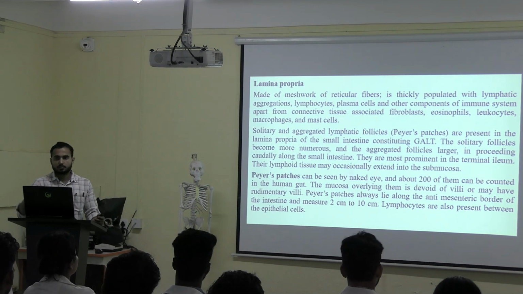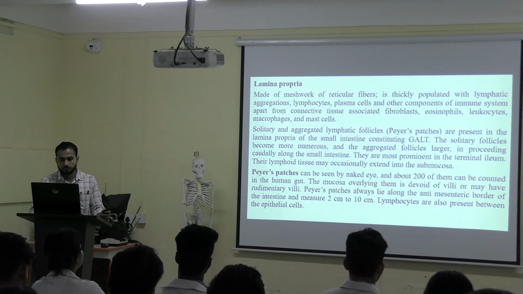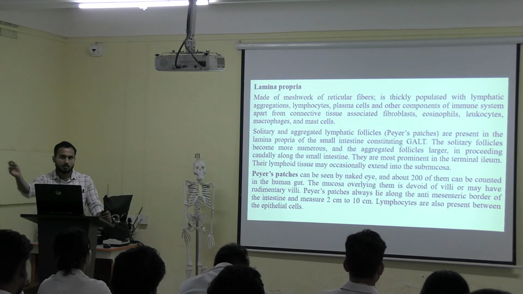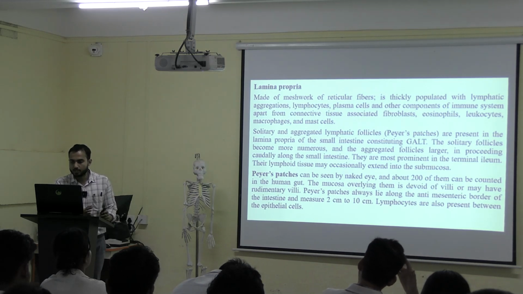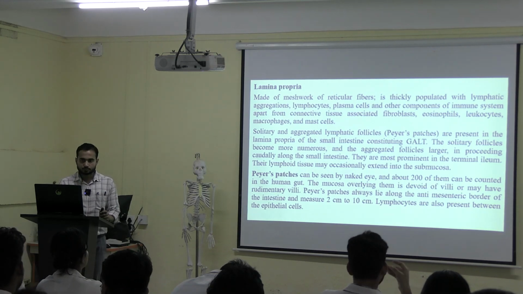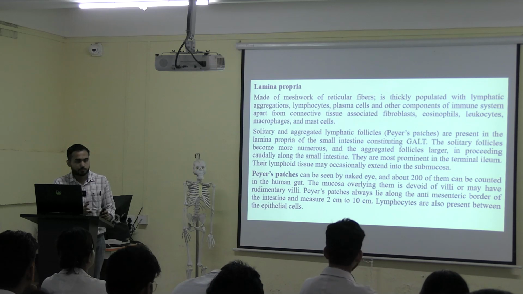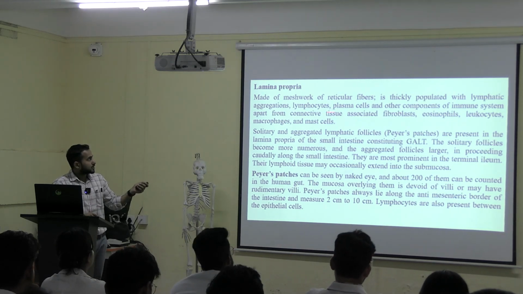So after the lining epithelium, what is the next layer? It is the lamina propria. So what is present in the lamina propria? It is made up of reticular fibers. Along with that, lymphatic aggregations are present. Now this is very important in case of the small intestine. In the lamina propria, aggregations of lymphatic populations are there. Plasma cells and other components of the immune system are also present.